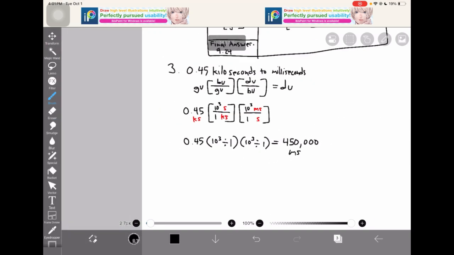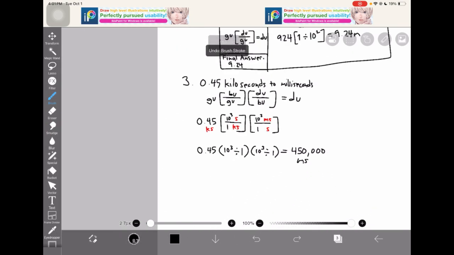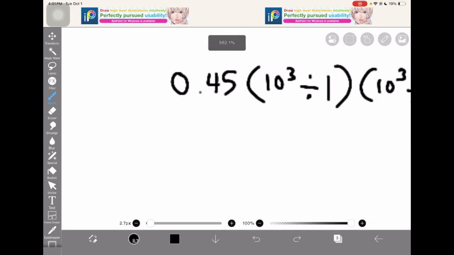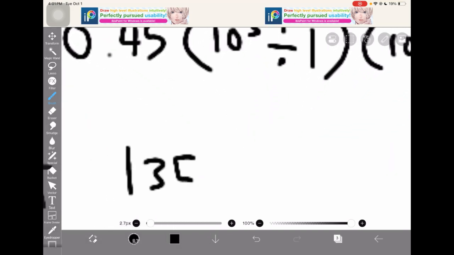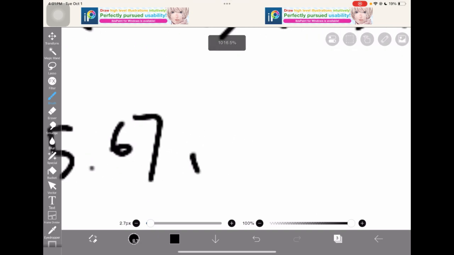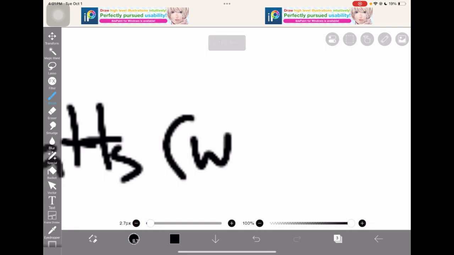So it's a bit confusing, but you'll get the hang of it. So let's keep going and let's keep practicing. Finally, let's do one last example just for the sake of it. Let's convert 135.67 watts to megawatts.